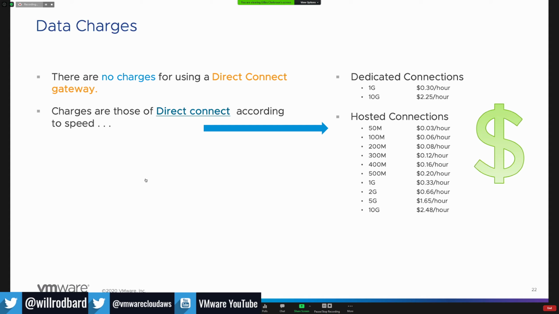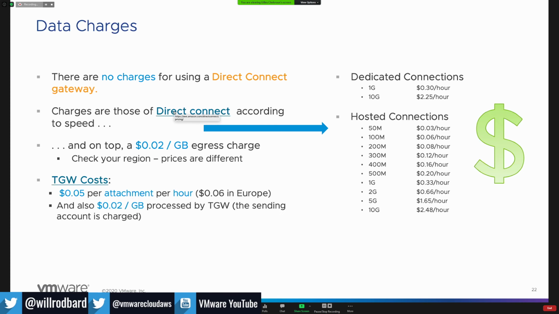Once I have this set up and I have my port allocated and I pay per hour, I also pay for data transfer. So if I send traffic out on the direct connect, I pay 2 cents per gigabyte egress charge. Coming in is free. This is US and Europe. If you go to Asia or Latin America, it's much more expensive. So check the regions. And this is also the link to the direct connect prices on Amazon.